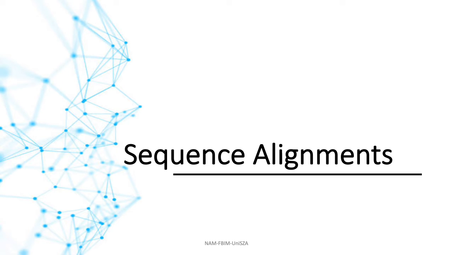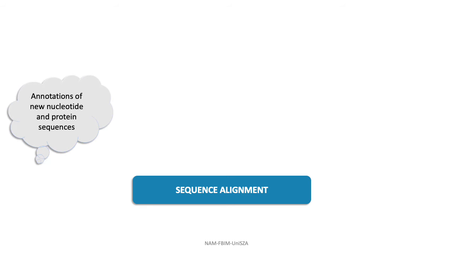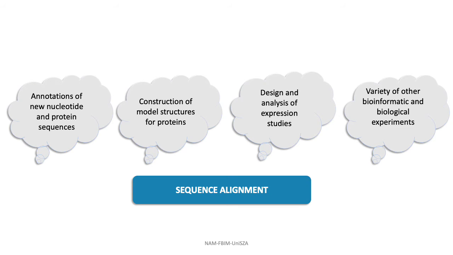Today I'm going to talk about sequence alignment. Sequence alignment, or the comparison of protein and DNA sequences, is an important analytical method of applied bioinformatics for annotation of new nucleotide and protein sequences, construction of model structures for proteins, design and analysis of expression studies, and a variety of other bioinformatics and biological experiments.